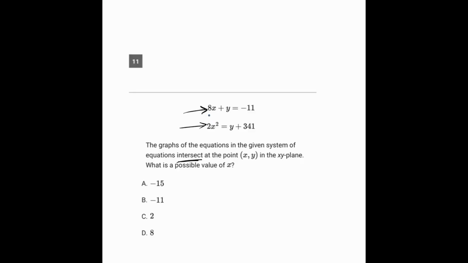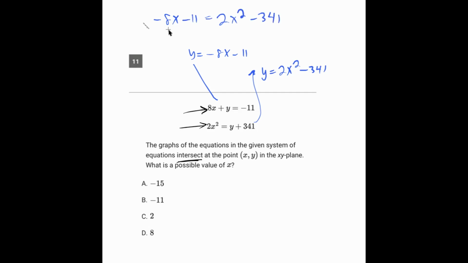So for us, we can take away 8x from both sides here, and we would have y equals negative 8x minus 11. And on the other one, we can take away 341 from both sides. It will have y is 2x squared minus 341. So we got them both in the y equals format, and if we set them equal, we'll have negative 8x minus 11 equals 2x squared minus 341.